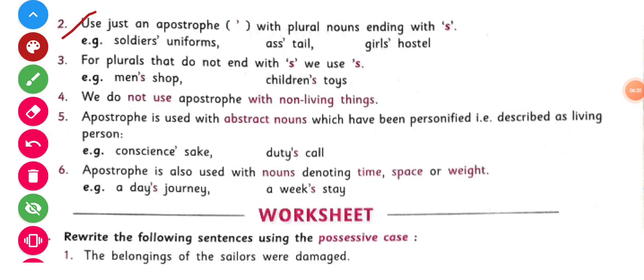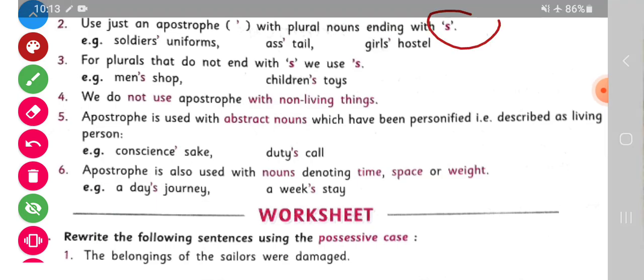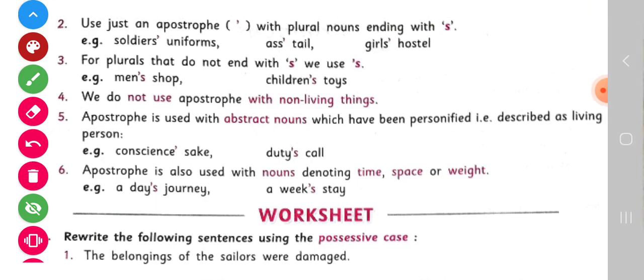Use just an apostrophe with plural nouns ending with s. Okay, example, soldiers' uniforms. Okay, as well, girls' hostel. Children, remember these things that use just an apostrophe. Do not use apostrophe s if the plural nouns end with s. In हिंदी अगर हम समझें इसको, जब कोई प्लूरल नाउन जिसका लास्ट में क्या आ रहा है, एस आ रहा हो, इसके लास्ट में क्या आ रहा हो, एस, तो अगर हमें उसके साथ एपोस्ट्रॉफी लगाना है तो सिर्फ एपोस्ट्रॉफी लगाएंगे, ना कि एपोस्ट्रॉफी एस.